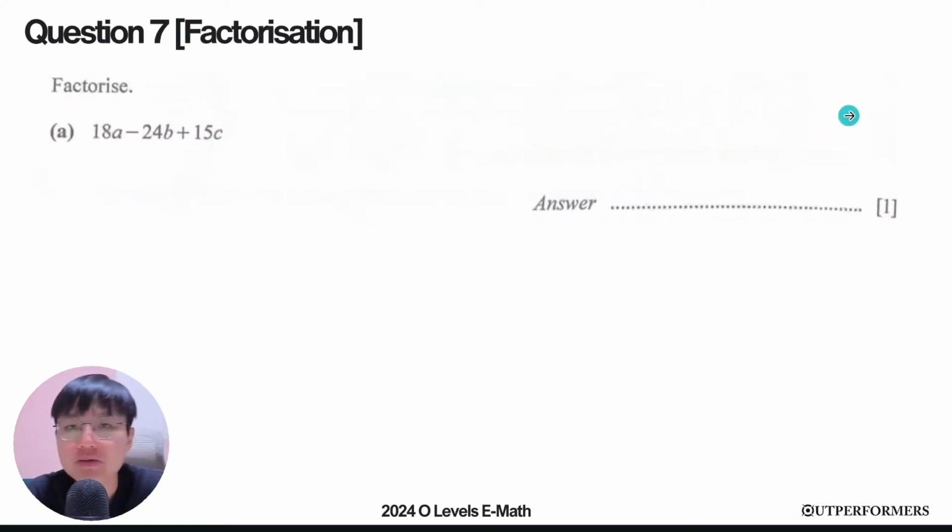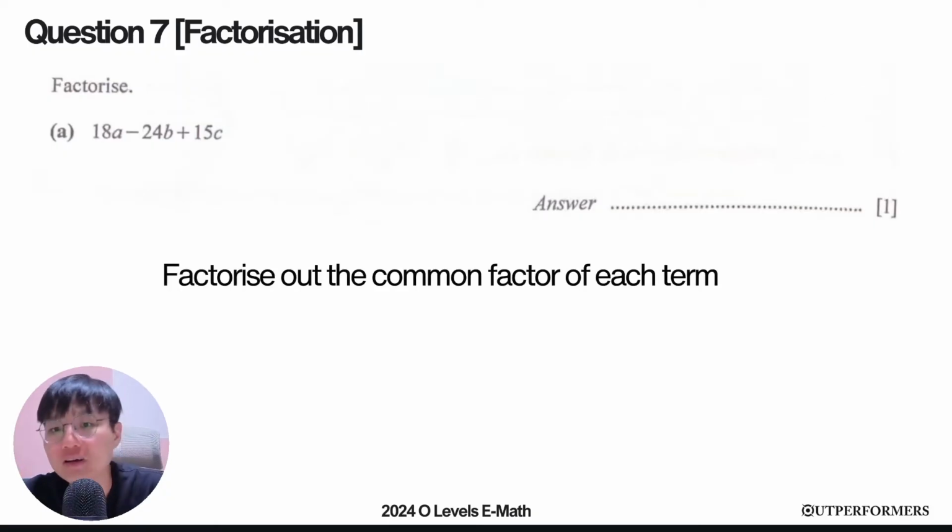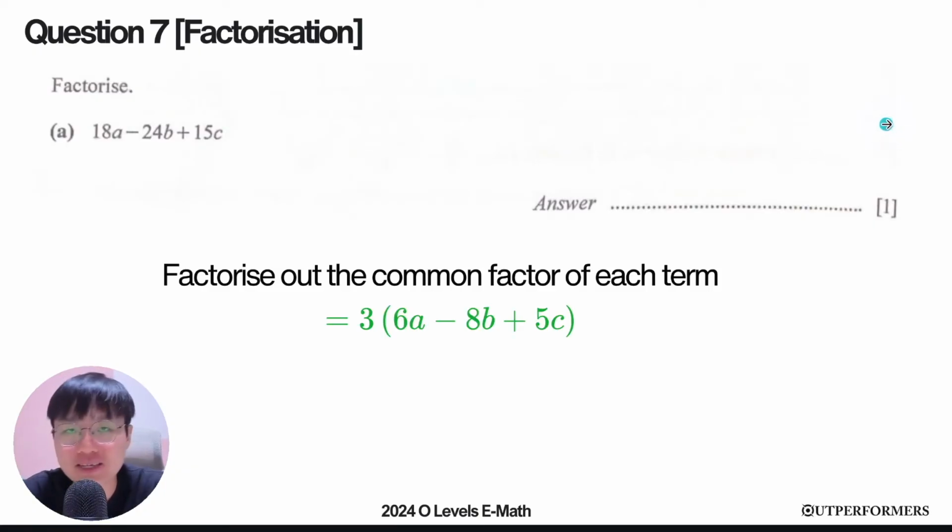Question 7 has two parts of factorization. The very first part is very direct, taking a common factor out of each term. Because I have 18a minus 24b plus 15c, they don't have much in common. The only thing they have in common is the 3 in front. So don't need to think too much for this. I just need to take out 3, and I have 6a minus 8b plus 5c as my final answer for part A.